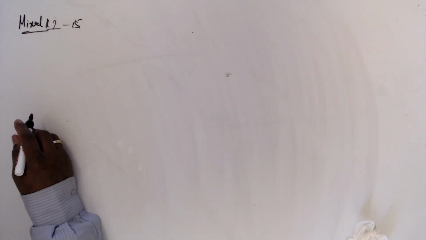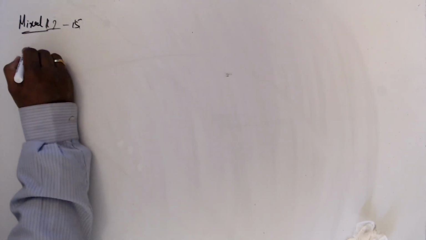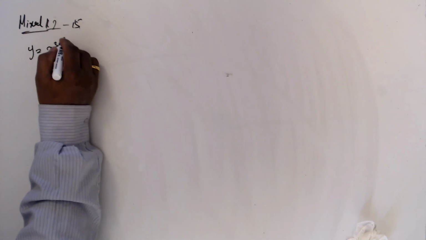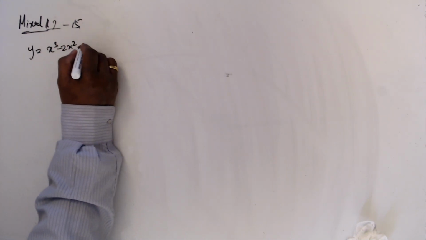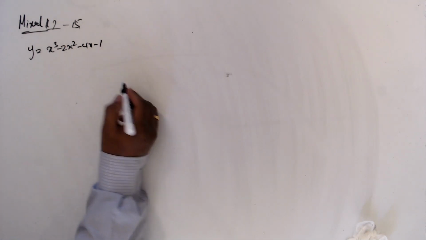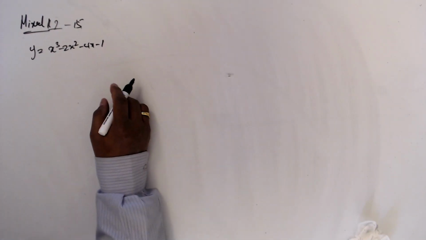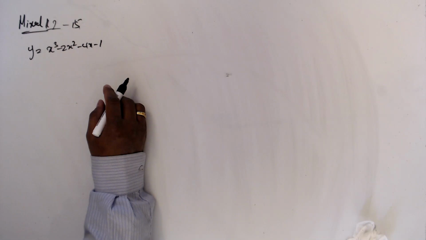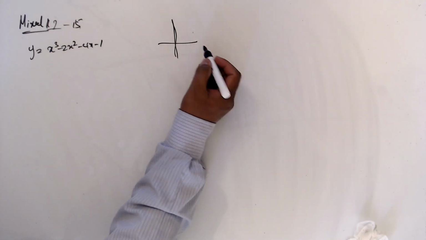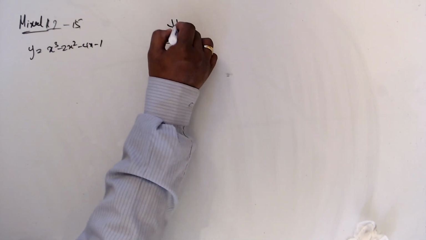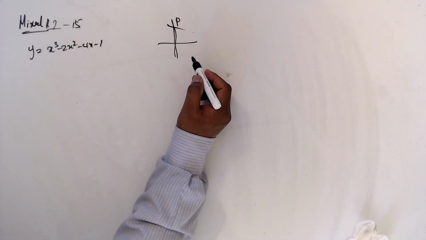Question number 15. You have a curve y equals x cubed minus 2x squared minus 4x minus 1. So they will give a small story. This curve cuts the y-axis at point P. So just draw and see a small sketch. So this curve cuts at P.